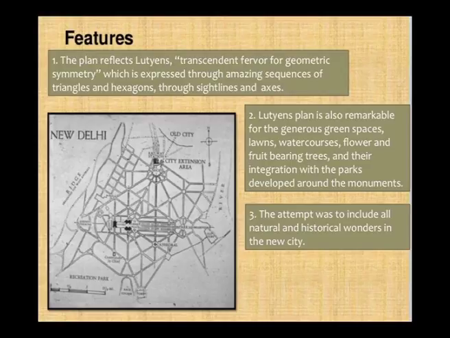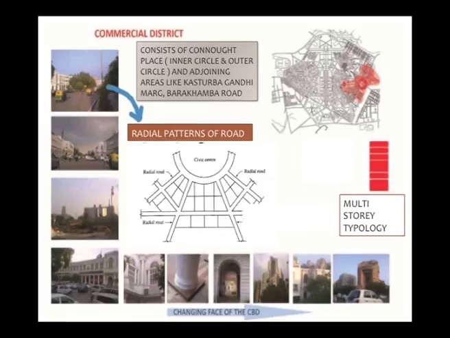It is also remarkable for the generous green spaces, lawns, watercourses, flower and fruit bearing trees, and their integration with the parks that have developed around the monuments. He wanted to give an impression of a flourishing Delhi, and there is nothing more impressive than showing luscious green trees, fruit bearing trees and flower bearing trees to show a positive atmosphere, that this part of India under the British rule is thriving and going on well. The attempt was to include all natural and historical wonders in the new city.